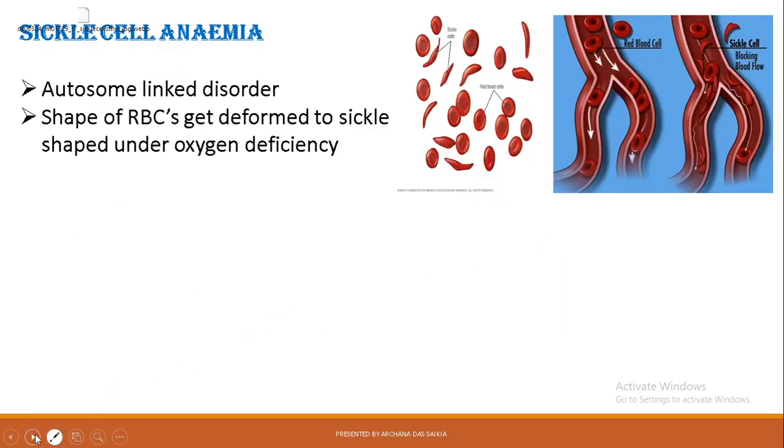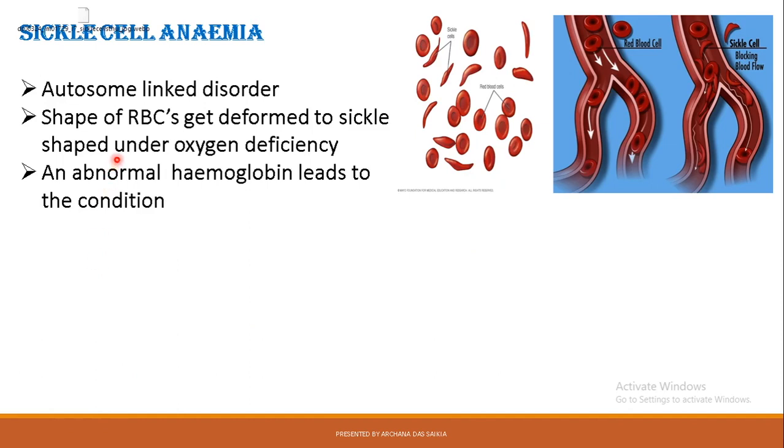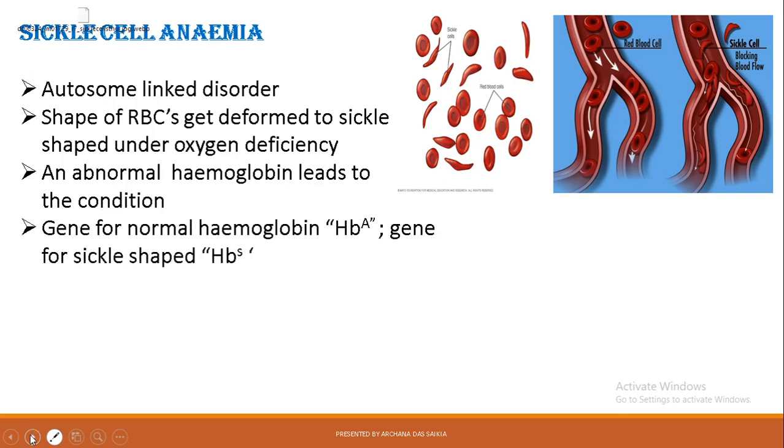Now how does it happen? An abnormal hemoglobin leads to this condition. Hemoglobin, which is the main component of RBCs, turns out to be abnormal. Why does it become abnormal? Due to a defective gene, which alters the shape of the hemoglobin, and consequently the shape of RBC.